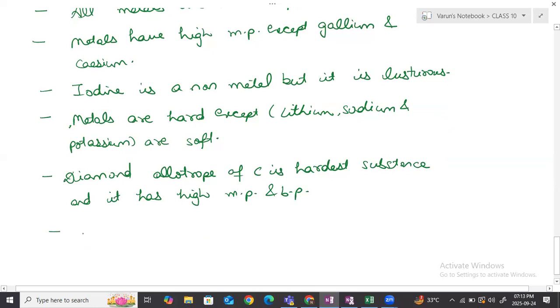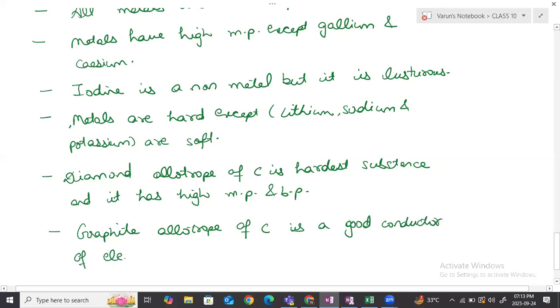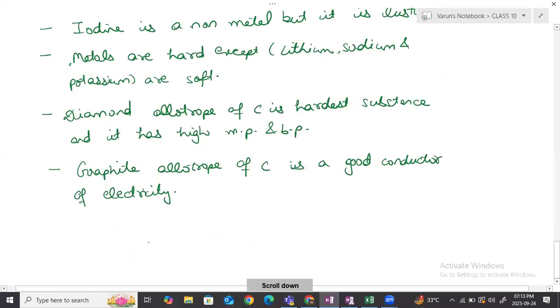Next, graphite, that is also an allotrope of carbon, correct? Yes. Graphite is an allotrope of carbon. Carbon is a non-metal. Non-metals are poor conductors of heat and electricity, but graphite is a good conductor of electricity. So these are the exceptions basically. Is it clear to you? These are the physical properties of metals and non-metals.